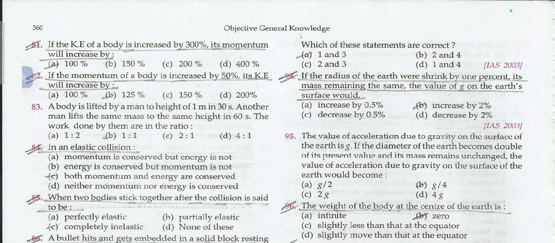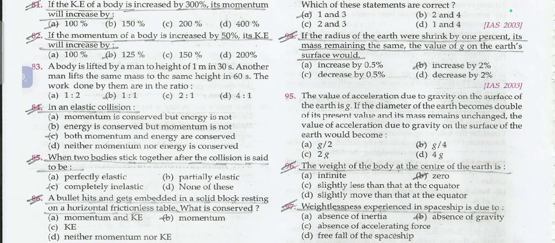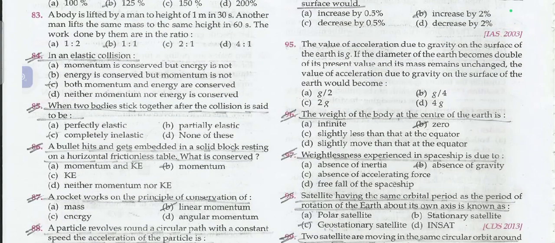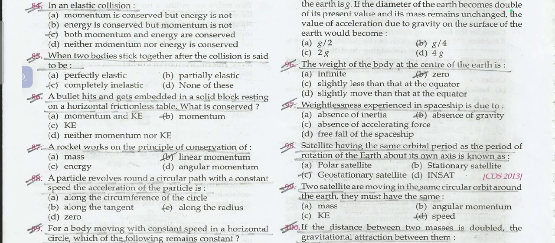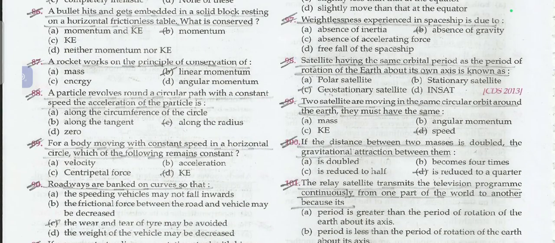If the radius of the earth were shrunk by 1%, its mass remaining the same, the value of g on the earth's surface would increase by 2%. The value of acceleration due to gravity on the surface of the earth is g. If the diameter of the earth becomes double of its present value and its mass remains unchanged, the value of acceleration due to gravity on the surface of the earth would become g/4. The weight of the body at the center of the earth is 0. Weightlessness experienced in a spaceship is due to absence of gravity.